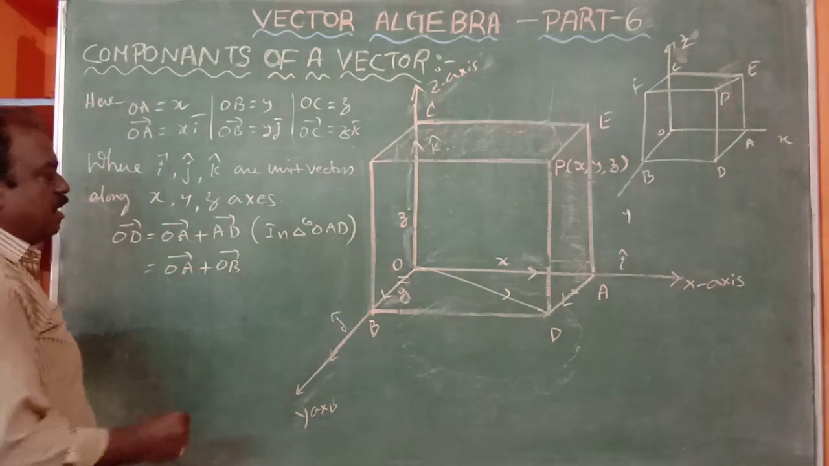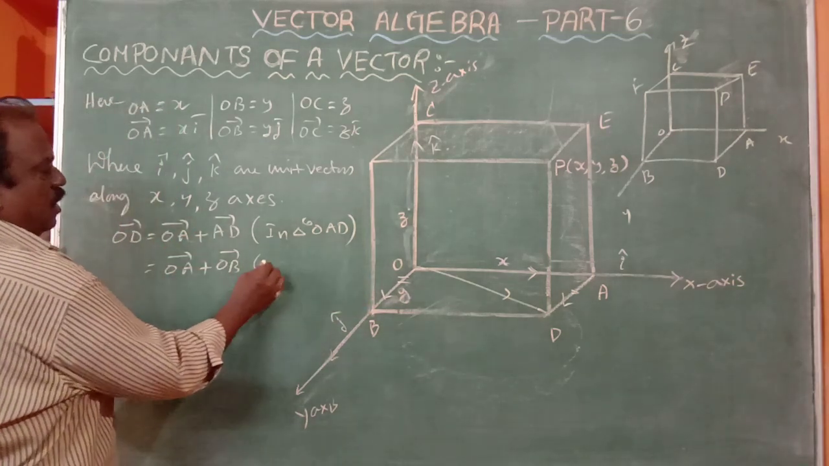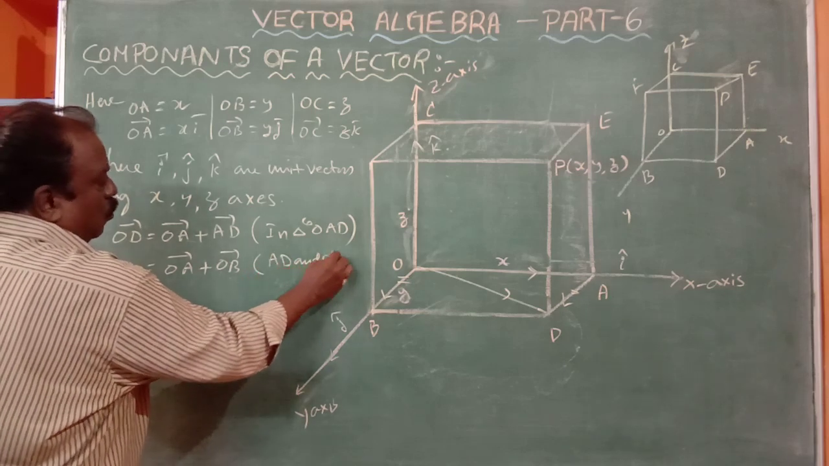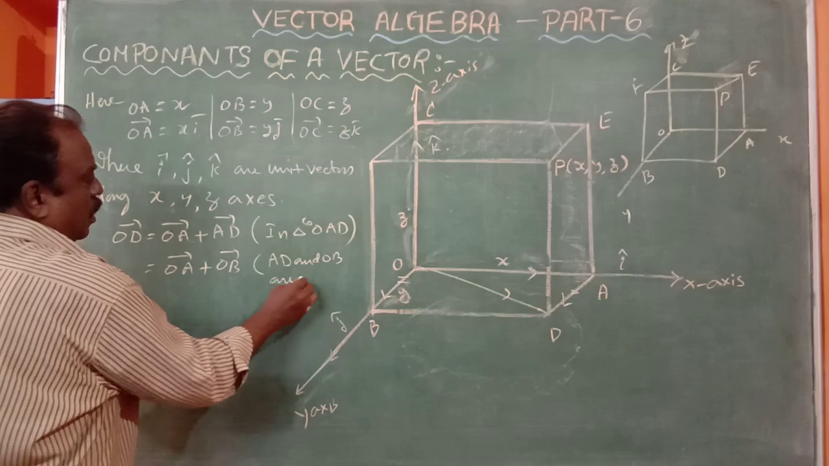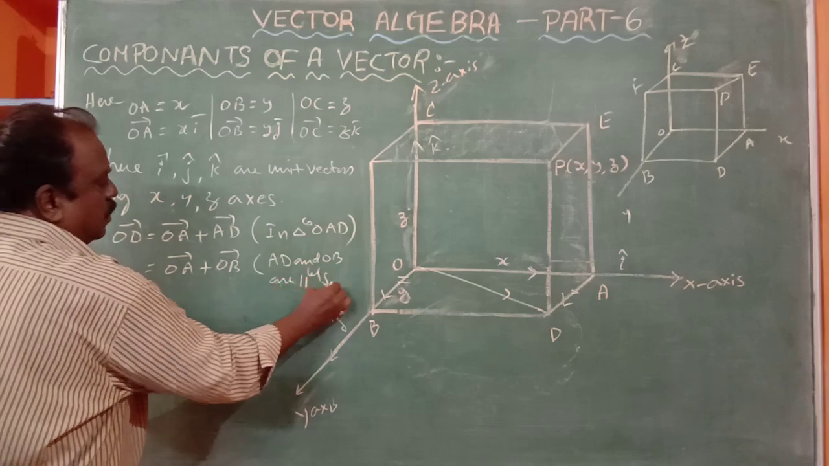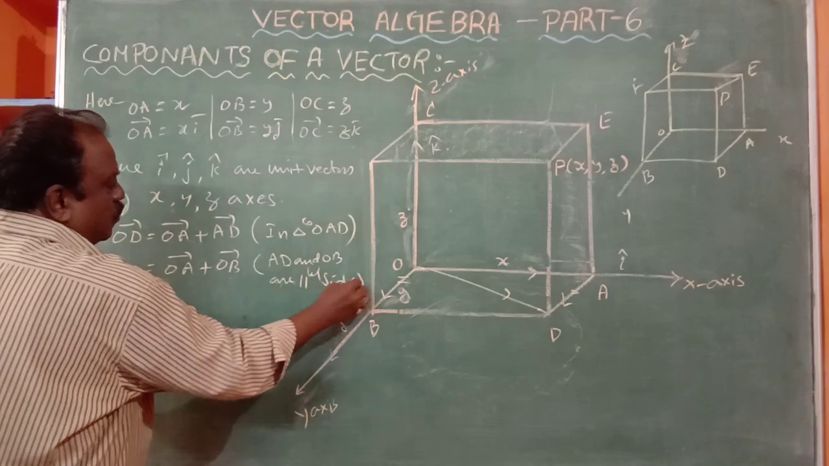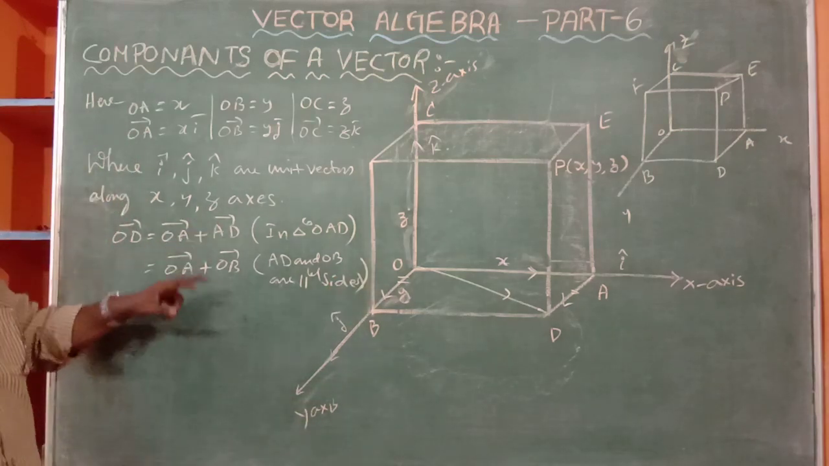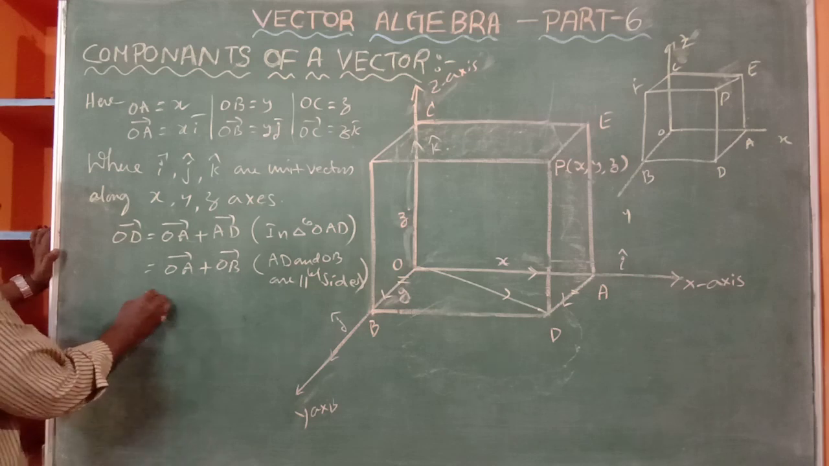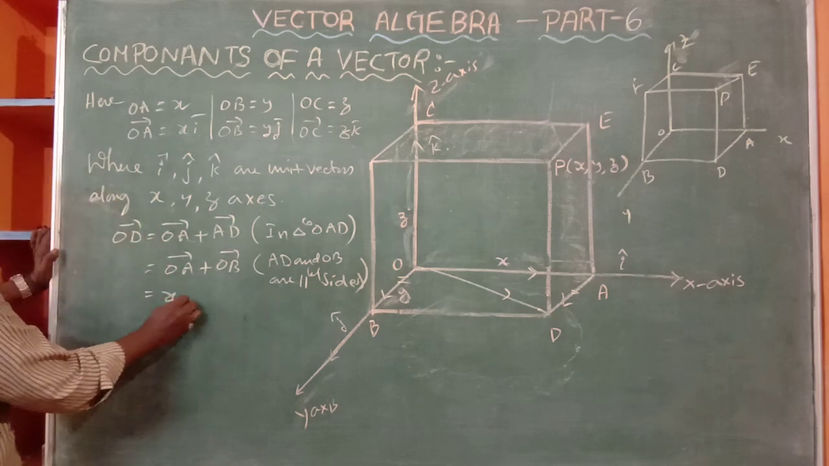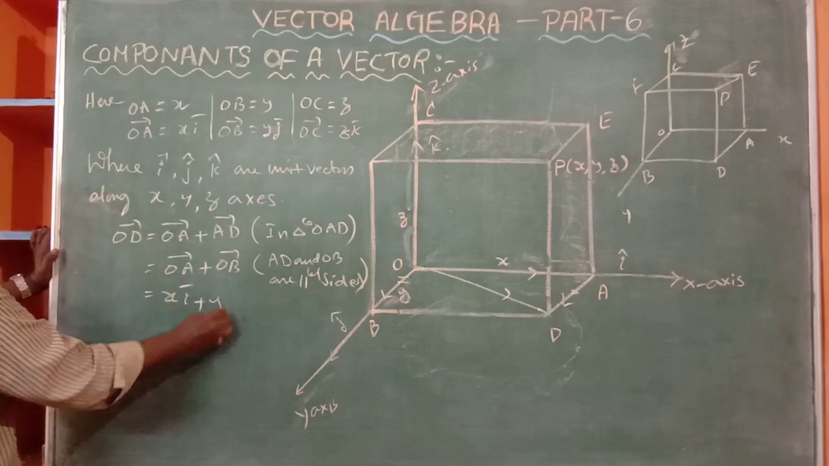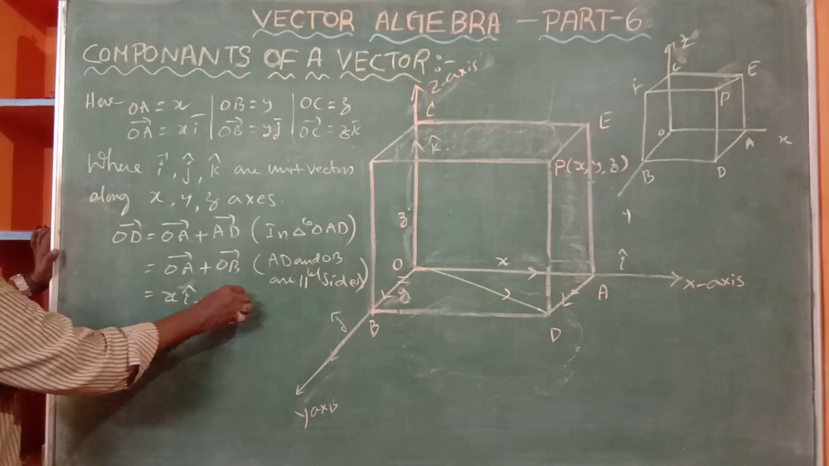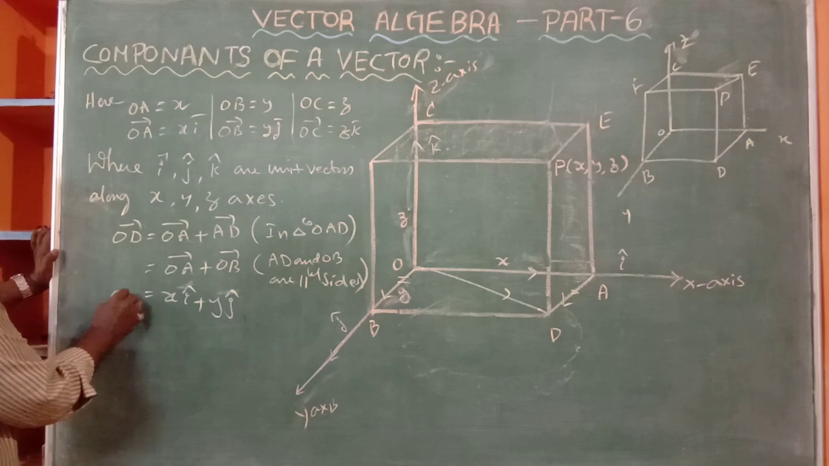So here AD and OB are parallel sides. Yes. So instead of AD bar, it is equal vector OB bar. What is OA bar? x i cap. It is y j cap. You write like this. So that is OD bar.